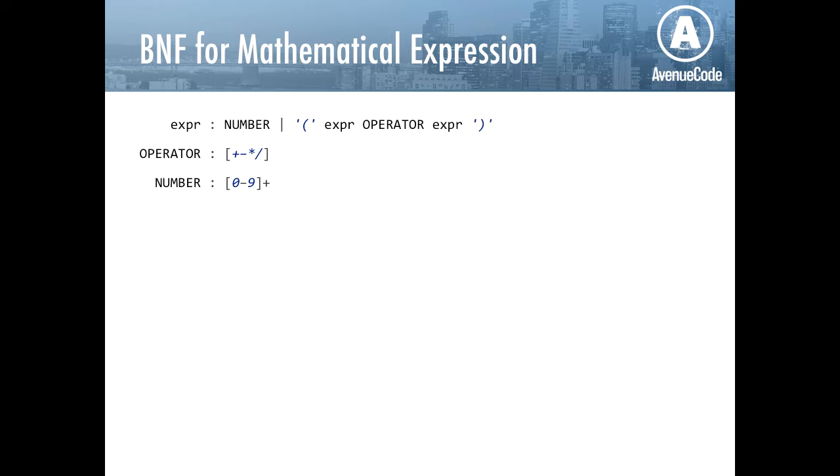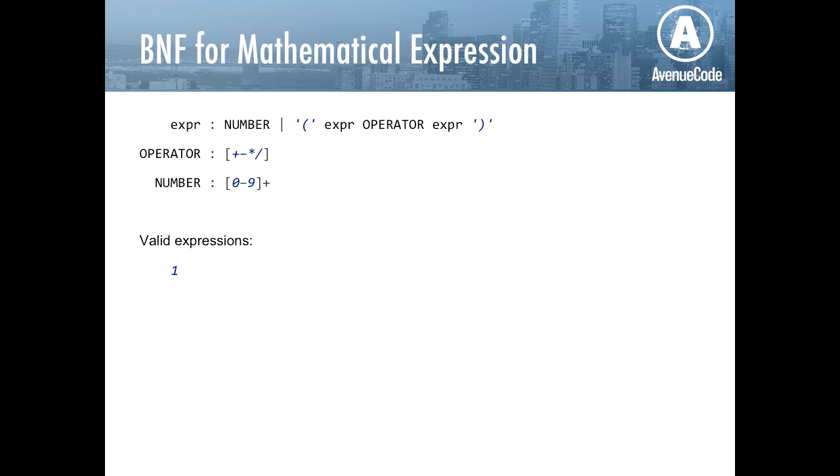Let's move now to a grammar for mathematical expressions, and we will start with a fully parenthesized expression grammar. So here we have our expr rule that defines expr as number or open parentheses, expr, operator, expr, close parentheses, and operator and number are terminal symbols defined by regular expressions here. So operator is any of plus, minus, multiplication, or division sign, and number is a digit one or more times.